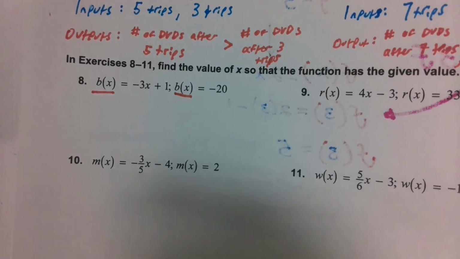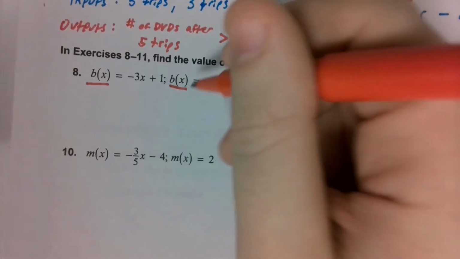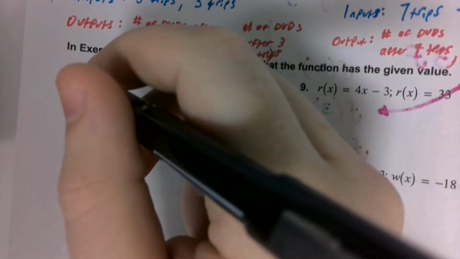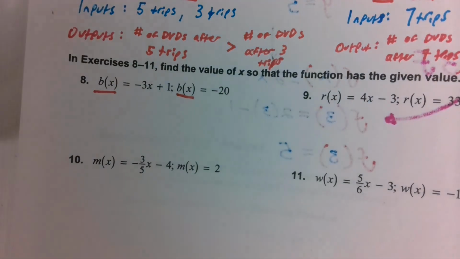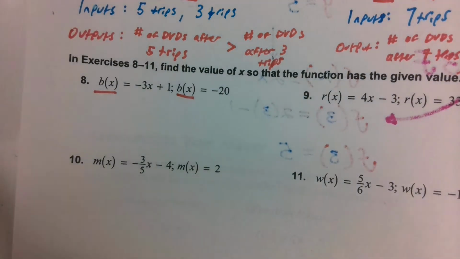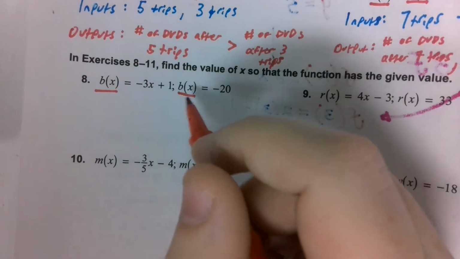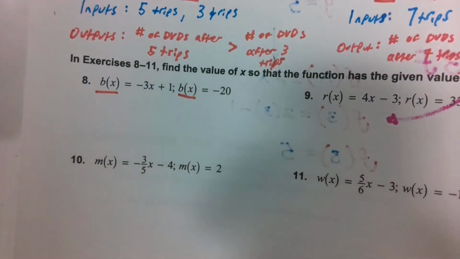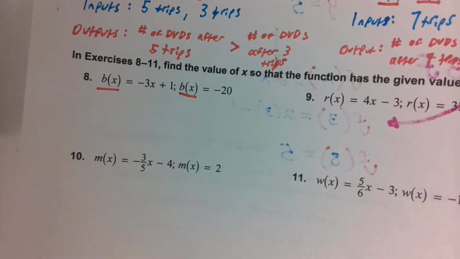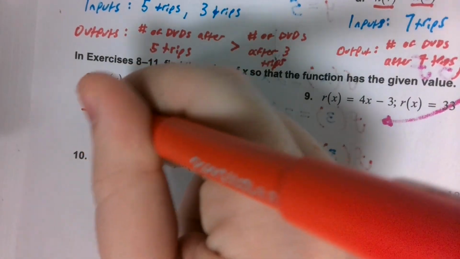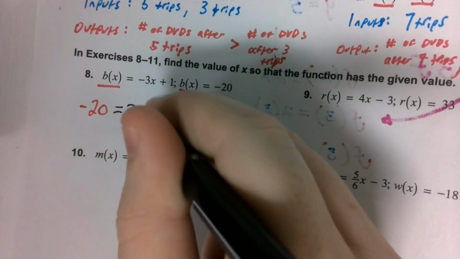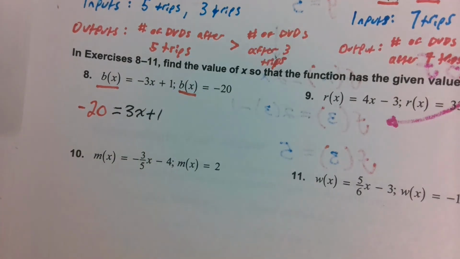What that means is, since the entire thing, b of x, is negative 20, we have to solve this by plugging in negative 20 wherever we see b of x. This is a little bit trickier to think about, but if you just have a variable they're telling you, plug it into the variable. If they're giving you what the output is, write it in where the output is. So here, we have negative 20 as our output, equals 3x plus 1, and our goal is to solve for x.